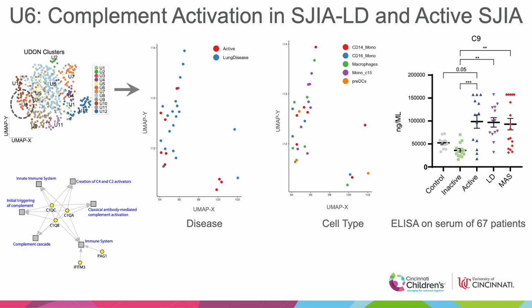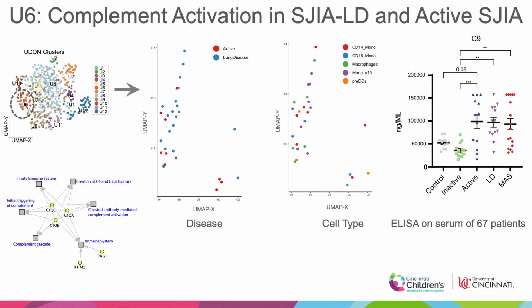We were able to experimentally verify that complement activation is induced collectively in SJIA with lung disease using ELISA on serum from 67 patients and controls. Here we are showing that C9 protein is significantly elevated in SJIA with lung disease and MAS as compared to controls.